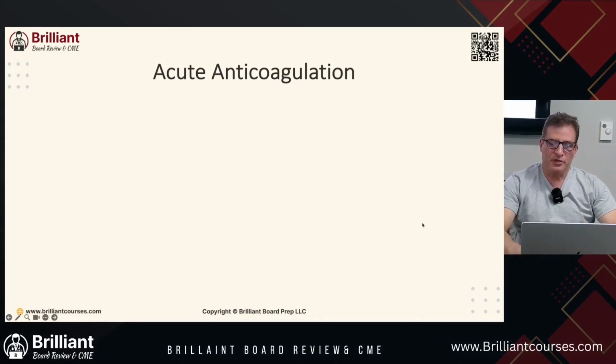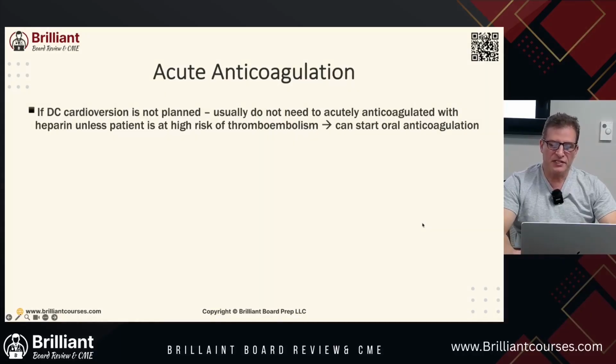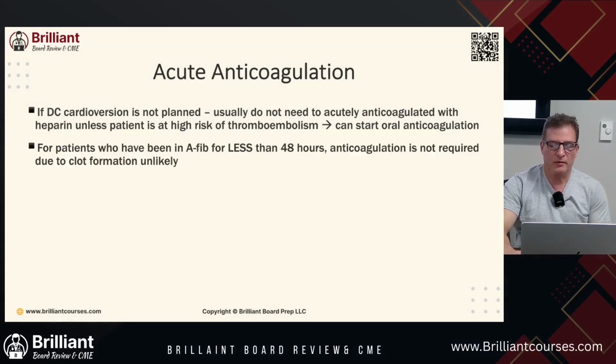All right, now let's talk about acute anticoagulation. If DC cardioversion is not planned, you do not usually need to acutely anticoagulate with heparin. This heparin drip is what we're talking about, or enoxaparin subcutaneous BID dosing, unless a patient is high risk for thromboembolism, and you can start an oral anticoagulant. We're discussing DOACs. Now remember, if we start with warfarin, we need to have heparin initiated in the initial couple of days until our levels get to the proper INR.